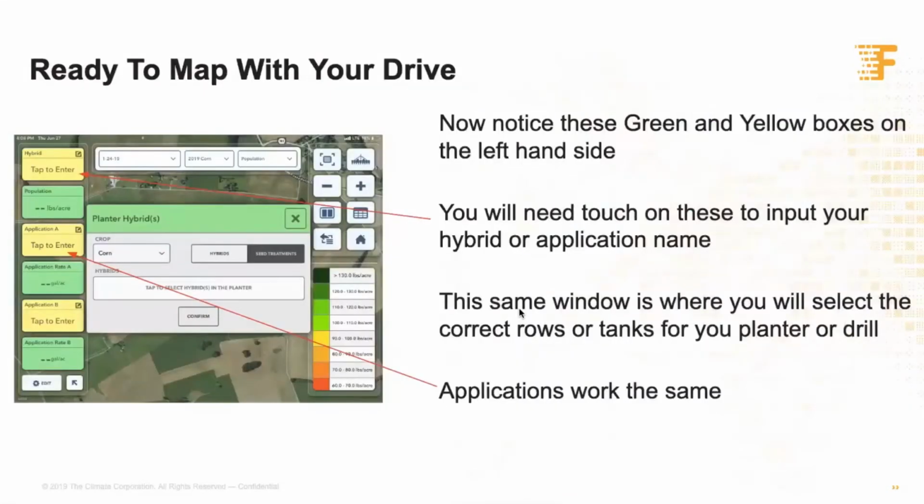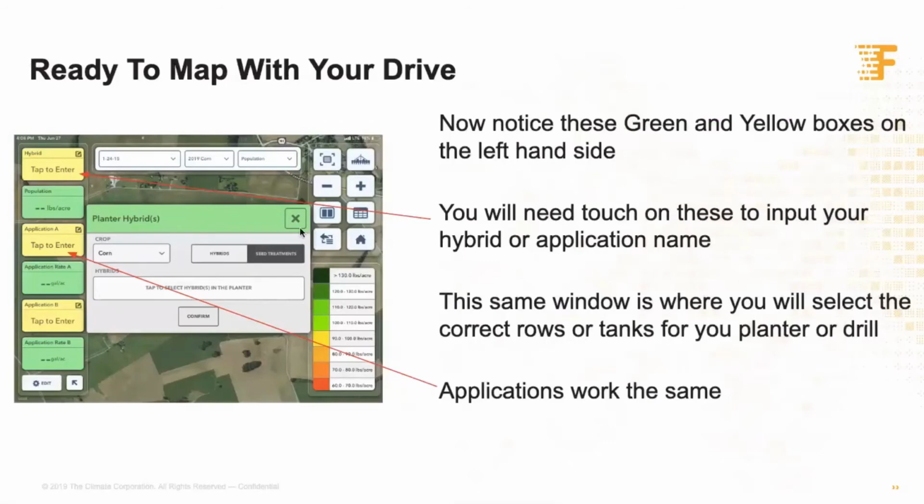So once we have the active field set and we have active equipment, your map screen should look something like this. You should have these boxes off to the left-hand side, and then you should be getting maybe some prompts there in the middle of the screen to select your hybrids or whatnot. Touching on that hybrid window will pop up this hybrid selection window here.